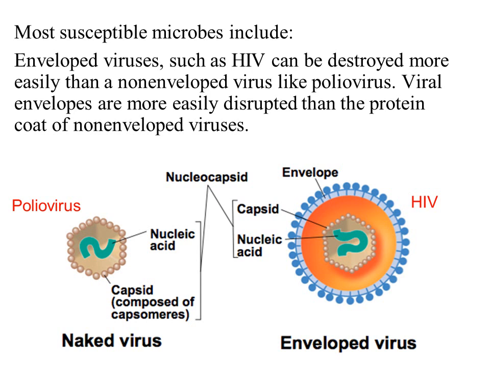The other end of the spectrum is the microbes that are most susceptible to these disinfectants. They would include the viruses. Enveloped viruses such as HIV can be destroyed more easily than a non-enveloped virus like the polio virus. Viral envelopes are more easily destroyed than the protein coat of non-enveloped viruses. In the picture below, we're looking at the polio virus versus the HIV virus. The HIV virus has a capsid and an outer envelope. Even though it has an outer envelope, that virus is easier to destroy than the one to the left, that is the naked virus.